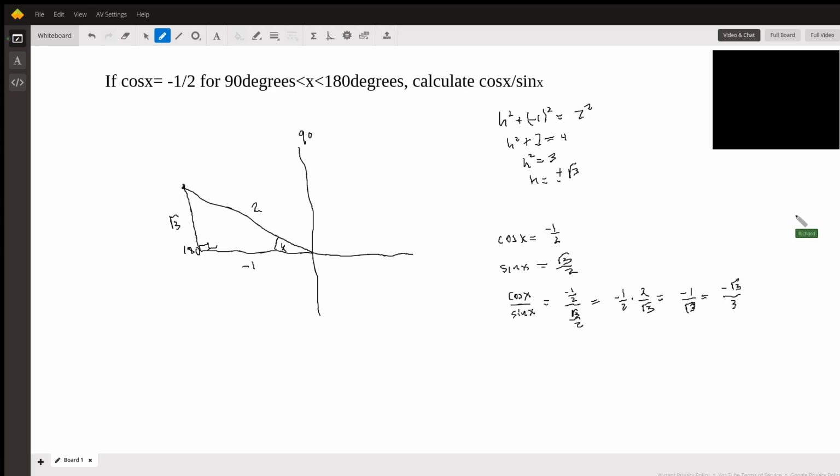Now we answered the question. They're not asking for x. X could be found just by recognizing the 30, 60, 90. This would be 60. So this angle, this is the reference angle, this is the angle of interest, which would be 120, but they're not asking for that. So we can answer this whole question just using the Pythagorean theorem and SohCahToa.